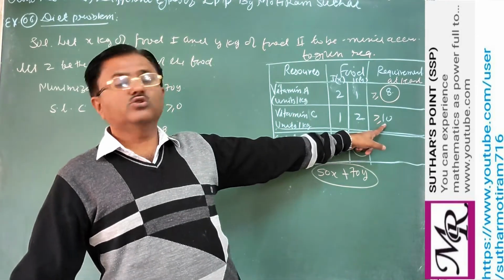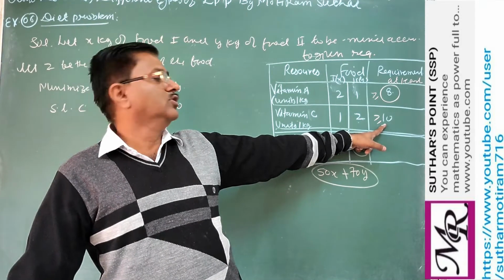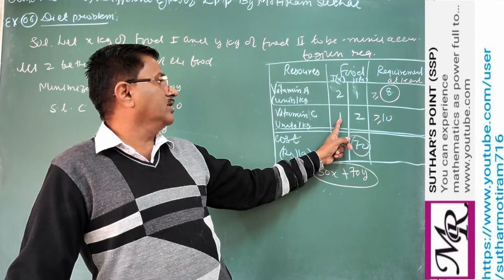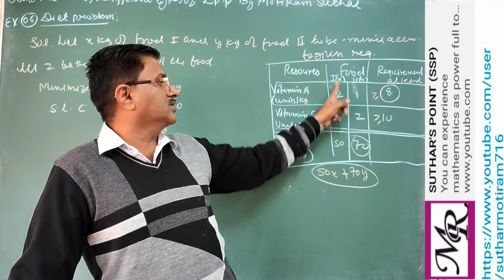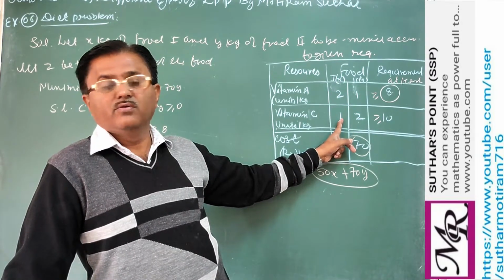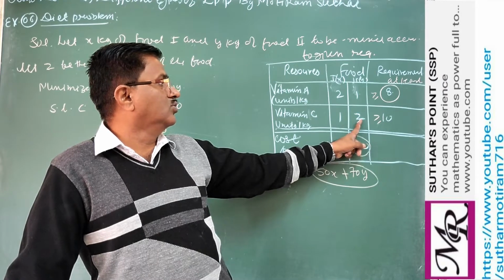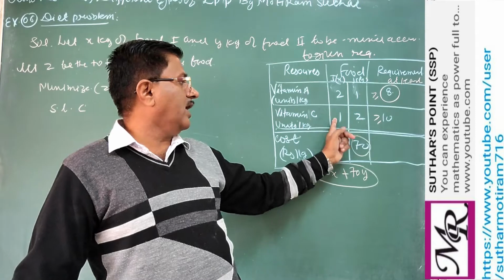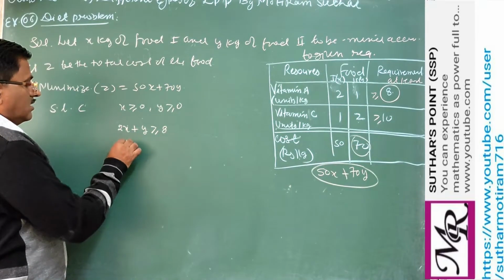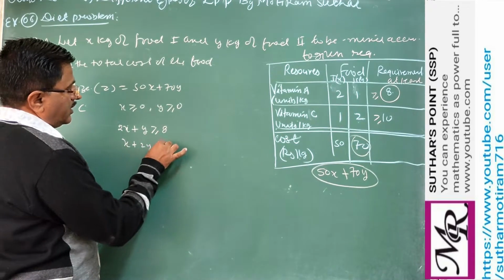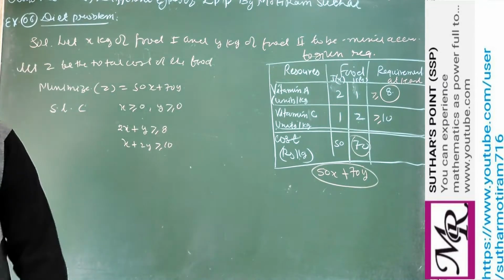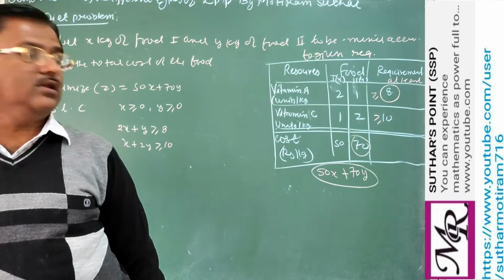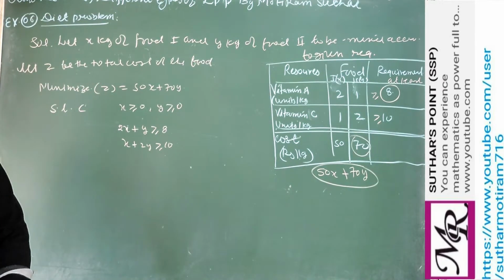Similarly, vitamin C in both foods should total at least 10. It means 1 unit per kg in the first type, so 1 into x, that is x units in the food. In the second, 2 units per kg, so 2 into y. So we can say x plus 2y is greater than or equal to 10. This is the given problem we have to write mathematically.